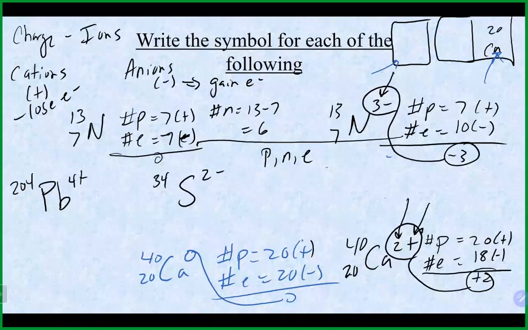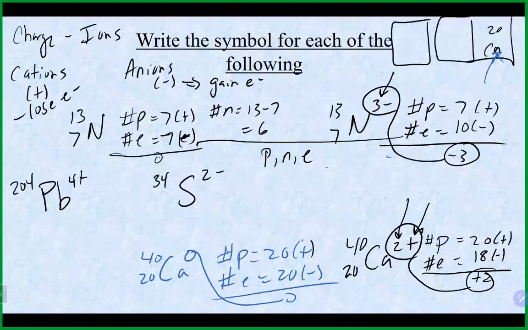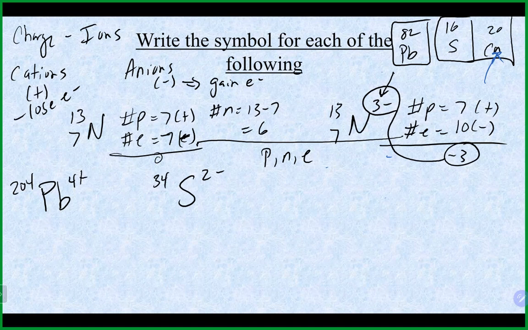In case you don't have a periodic table, or you can't see the ones here, lead is 82, and sulfur is 16. Okay, let's take a look.